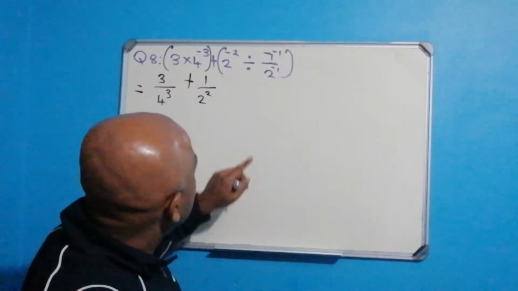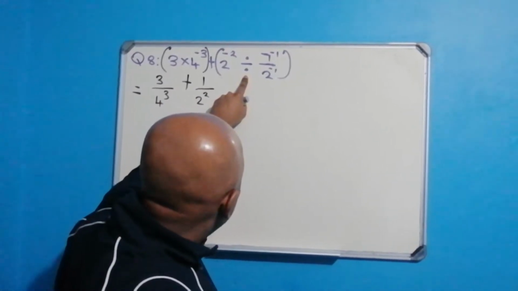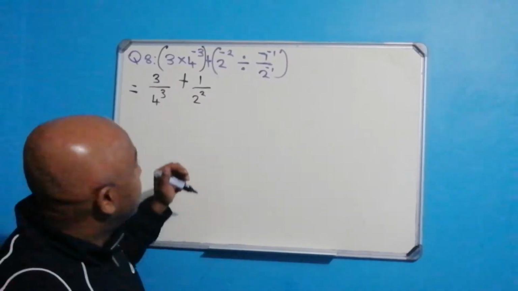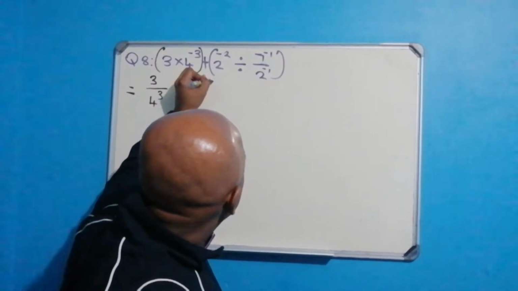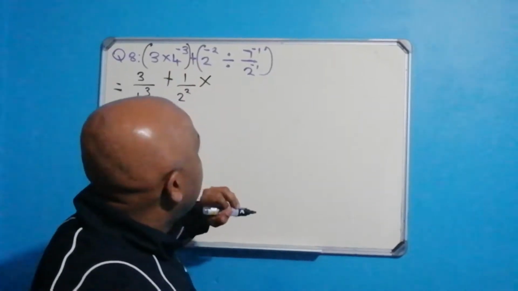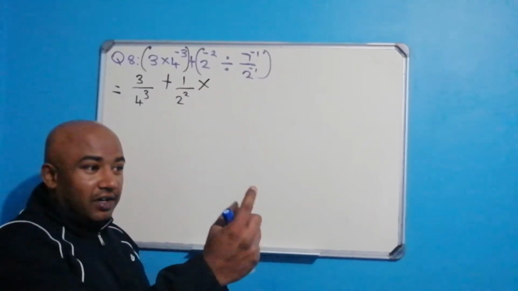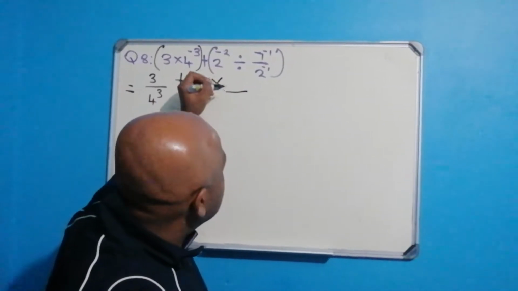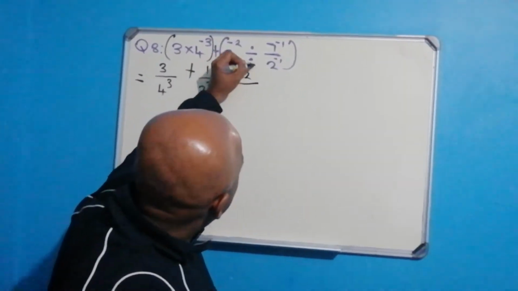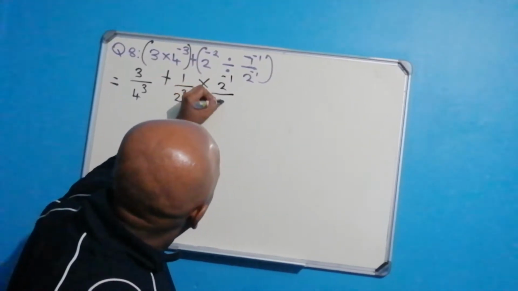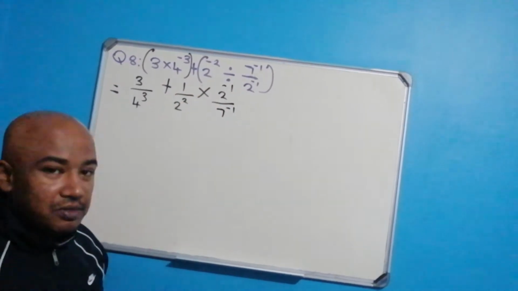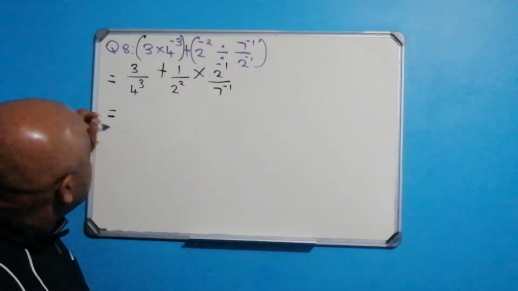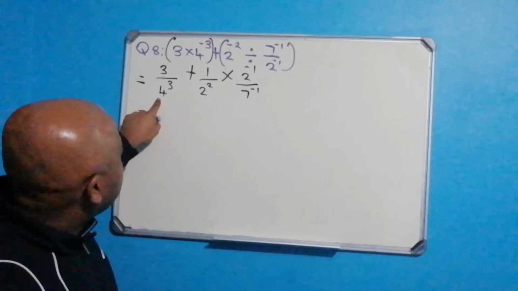2 squared. Now, this division sign, okay, we can change it to multiplication. If we change it to multiplication, then what happens to the fraction on the right? Okay, we will swap numerator and denominator. So that will become 2 to the power minus 1 divided by 7 to the power minus 1. Okay, so now let's see what happens here. So I got 3 divided by 4 cubed.